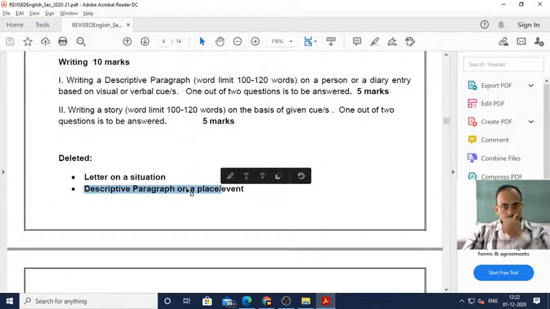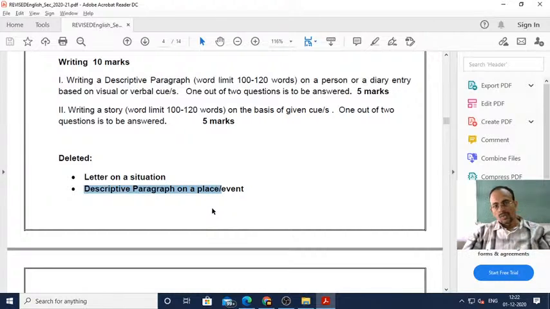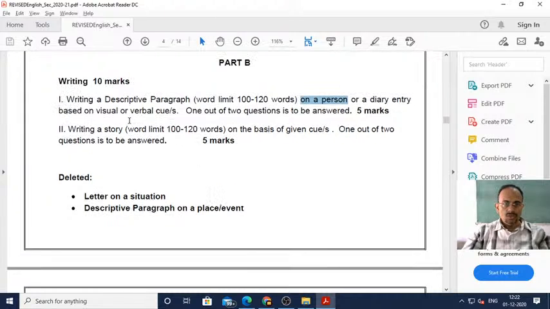On a place or event is deleted, but on a person is there. Okay, on a person is there. So person means it could be about Sachin Tendulkar, Virat Kohli, or it could be about any personality. Okay, great personality. So writing a descriptive paragraph on a person. Okay, might be biographical information will be given, and you have to write about a person.